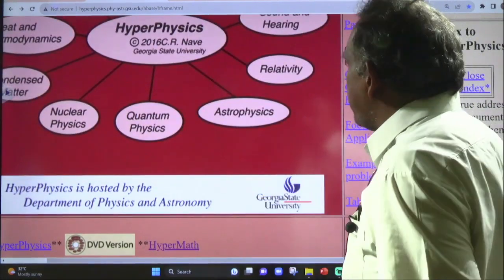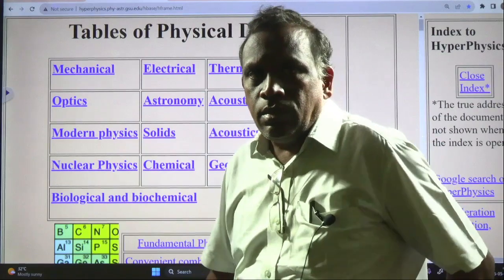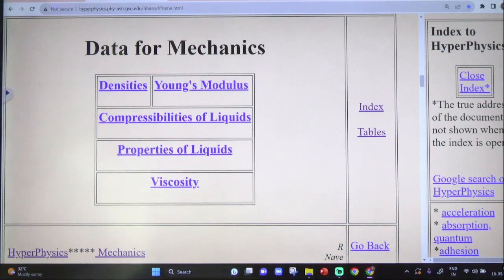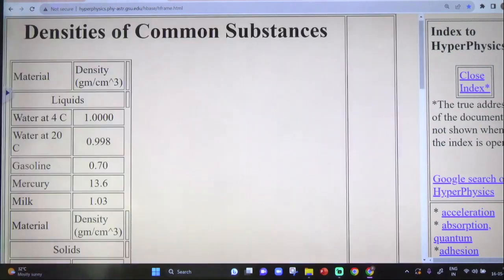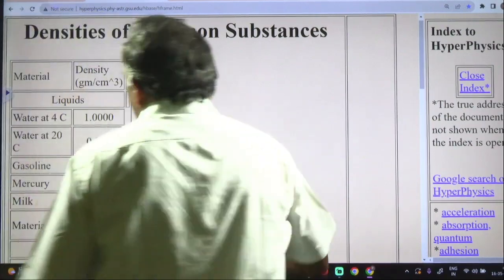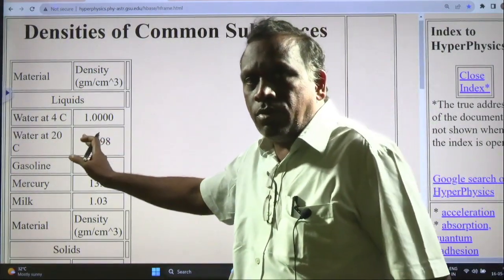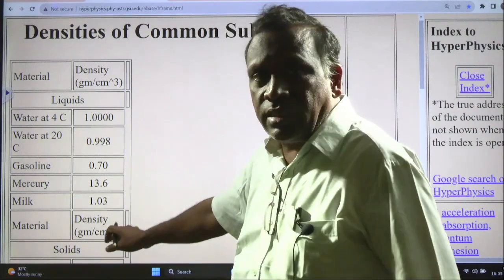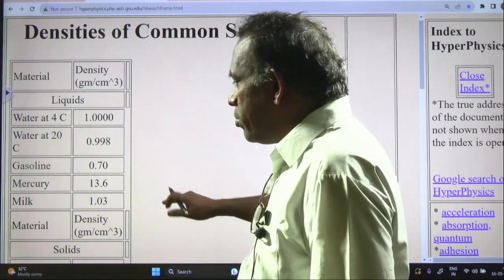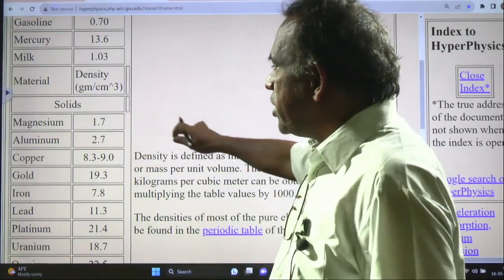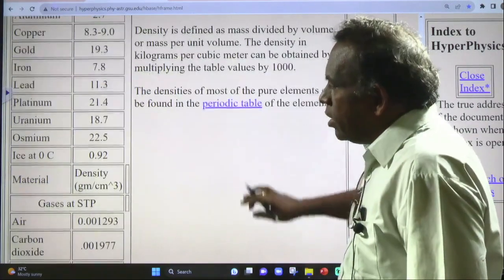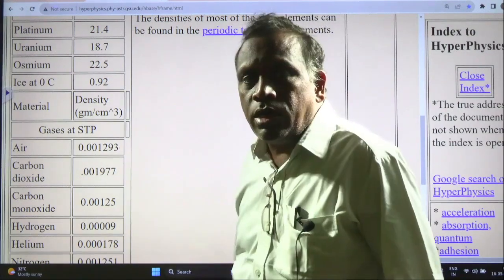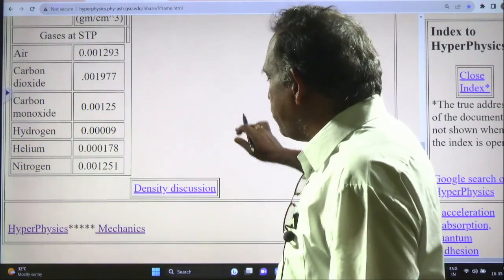Yes, tables. If you observe in physics, there are different tables, mechanical tables. These are mechanical densities, different densities. If you observe, the water density is 1 gram per centimeter cube. Mercury density is 13.6 grams per centimeter cube. Milk density 1.03. Different densities: magnesium 1.7, copper, and gases, air density is 0.001293. These are the densities of different materials.